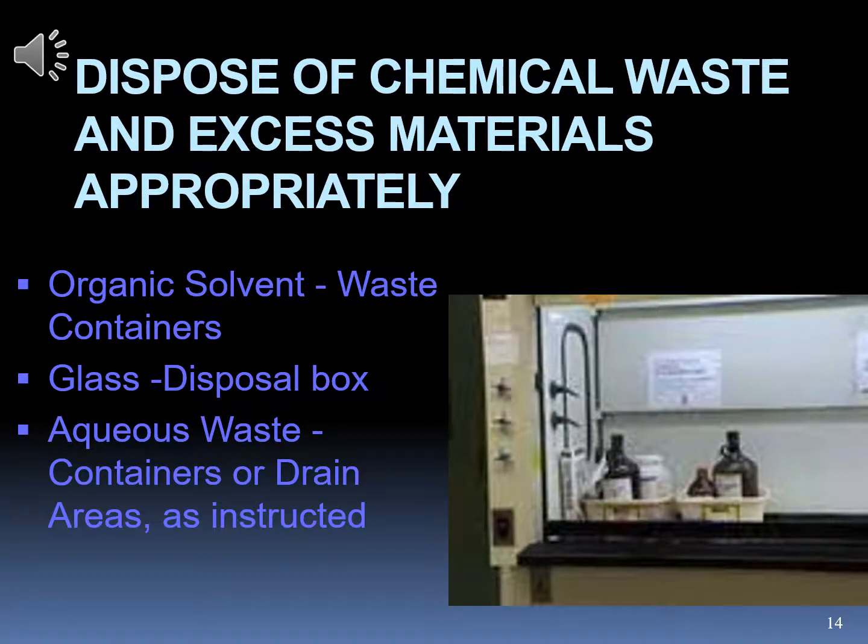Glass, if you break any glassware in a physical lab, you want to make sure you put it in a glass disposal box so that the custodial staff isn't injured by broken glass just placed in the regular garbage. Aqueous waste can sometimes be safely flushed down the drain. Other times it may need a special container, like a heavy metal waste container, or a silver waste container is often used for aqueous waste containing silver ion.